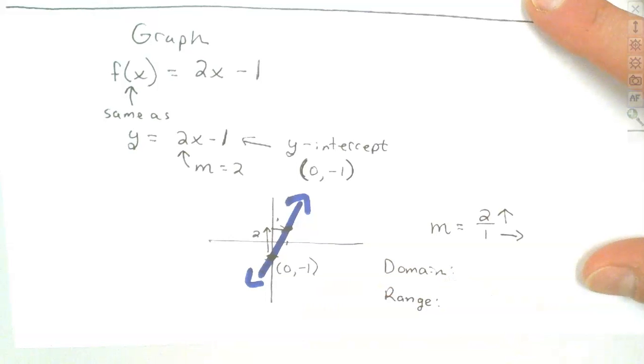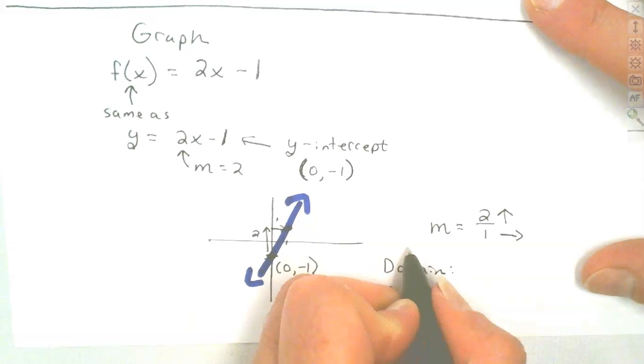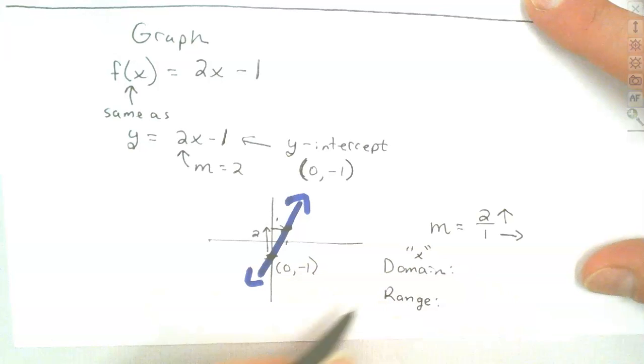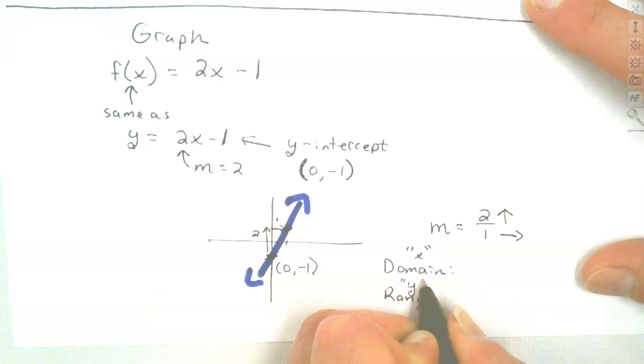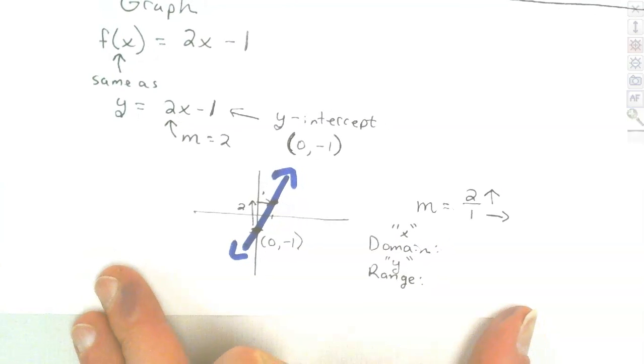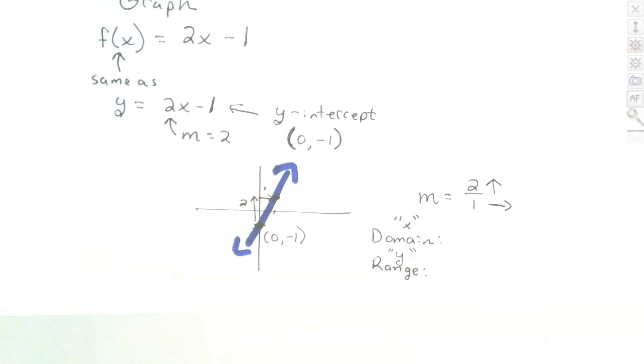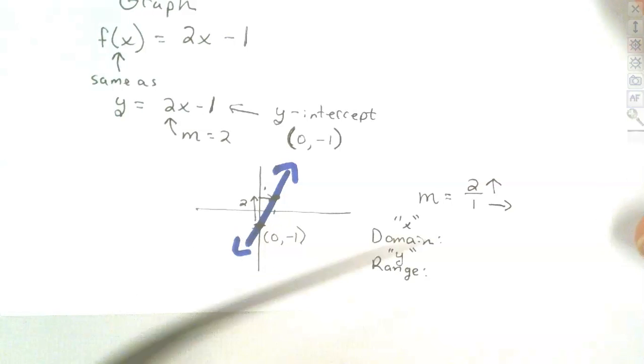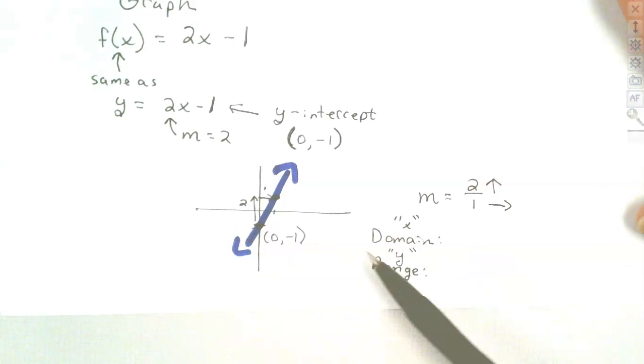And we covered this last time in 2.3. The domain is the x values. The range is the y values. So let's look at our graph here. Okay, with the x values first, we'll do the domain first.